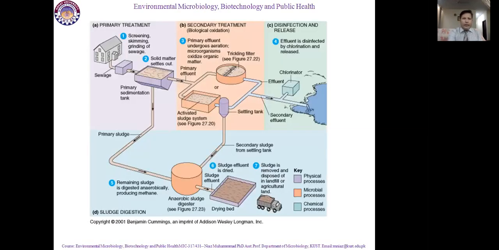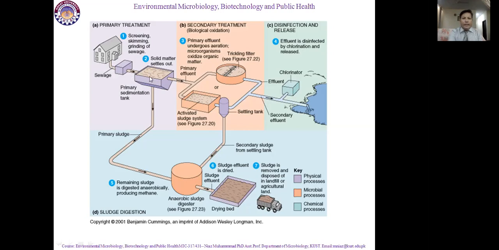So this is a complicated diagram which we must concentrate on. Primary treatment of the sewage water: this is the home. Waste material is coming into the septic tank, and after the septic tank it is going into a big pond. Number one, screening, skimming, grinding of the sewage material at a small septic tank. The organic material coming from this home is decomposed by means of microorganisms.